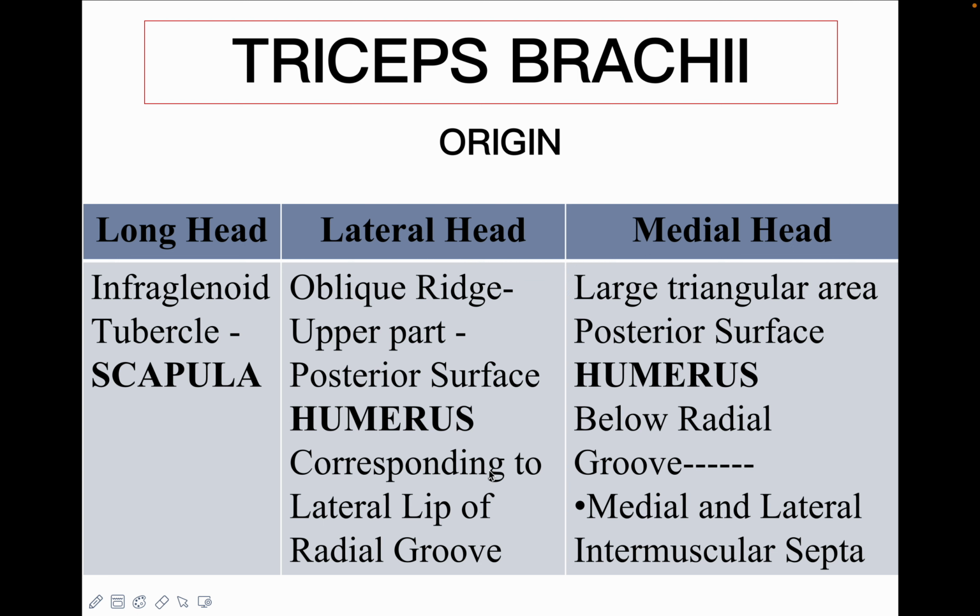You can see here there is an oblique ridge in the upper part which corresponds to the lateral lip of the radial groove, so it gives origin to the lateral head, and there is a large triangular area on the posterior surface below that radial groove that gives origin to the medial head. The medial head also takes origin from the medial and lateral intermuscular septa, because it covers a large surface area.